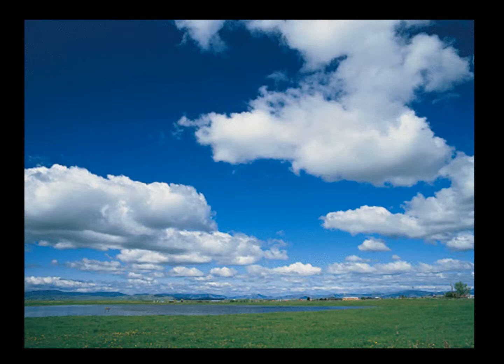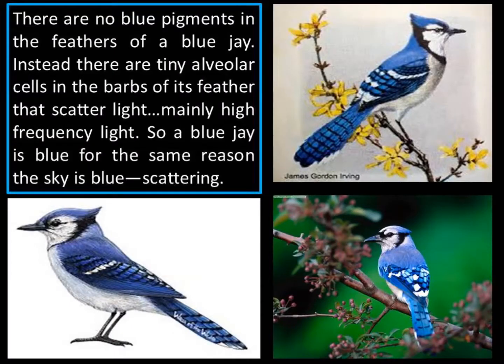Even this sky has variations in the blue family. It's not just one color of blue. A blue jay has no blue pigments in its feathers. Instead, there are tiny alveolar cells in the barbs of its feathers that scatter light, mainly high-frequency light. So a blue jay is blue for the same reason the sky is blue. Scattering. The scattering of light.